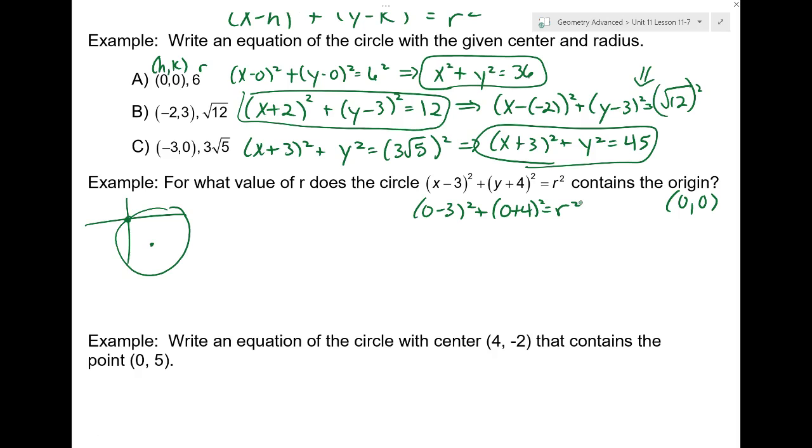So when I do this, what do we get here? A negative 3 squared is what? 9. What is a positive 4 squared? 16 equals radius squared. So I get the radius squared is equal to 25.